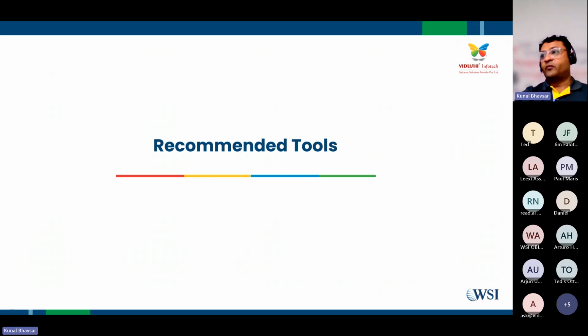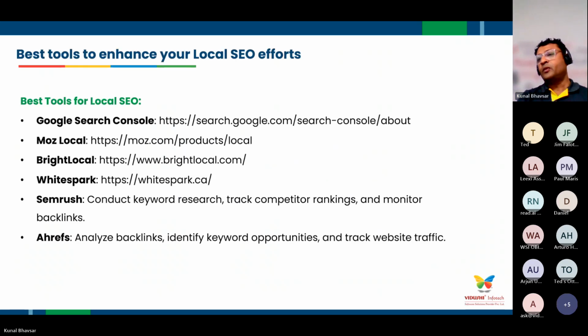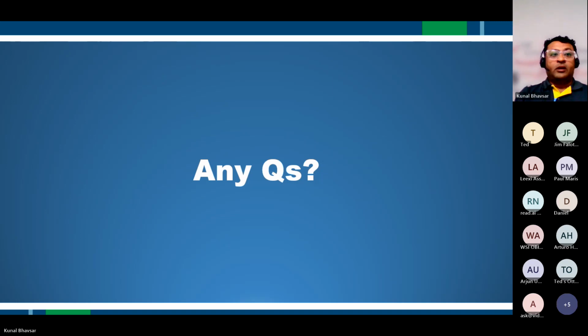Here we have recommendations for some tools that could ease your work while optimizing your site for local searches. You could use tools like SEMrush and Ahrefs to conduct keyword research, analyze backlinks, and identify more keyword opportunities. Tools like Moz, BrightLocal, and Whitespark can help you with identifying local directories and building citations to your website. I hope you understand local search optimization, and please let me know if you have any questions.